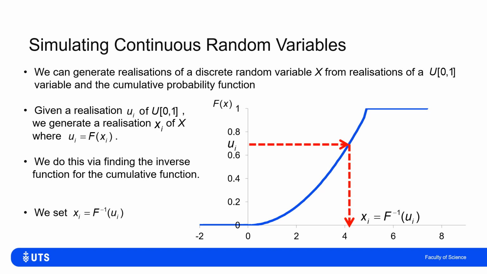Rather than putting a point in horizontally and reading off vertically, I pick the vertical value and read off the horizontal value. So the way we do this is we find the cumulative function and then invert it, and we find the value of the inverse cumulative at my uniform point.